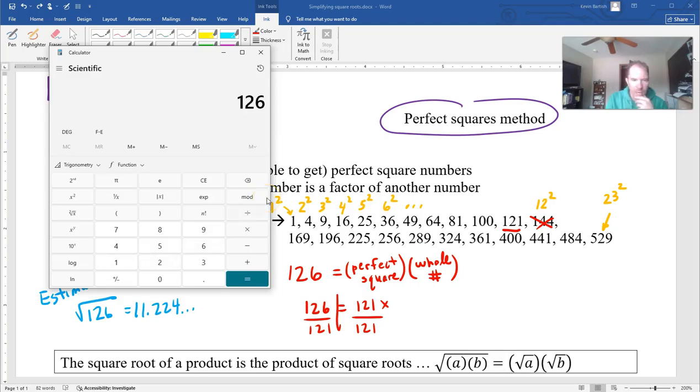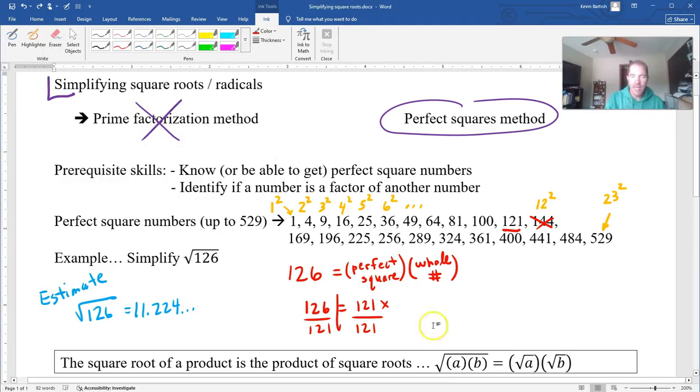126 divided by 49, decimal. All right, what's next? 126 divided by 36. Decimal. Nice decimal, but still a decimal. All right, how about divide that by 25? I know we're going to get a decimal there. Okay, how about 16? We're working our way down. Nope. All right, how about divide by 9? Hey, there we go. Finally, we got a whole number there.